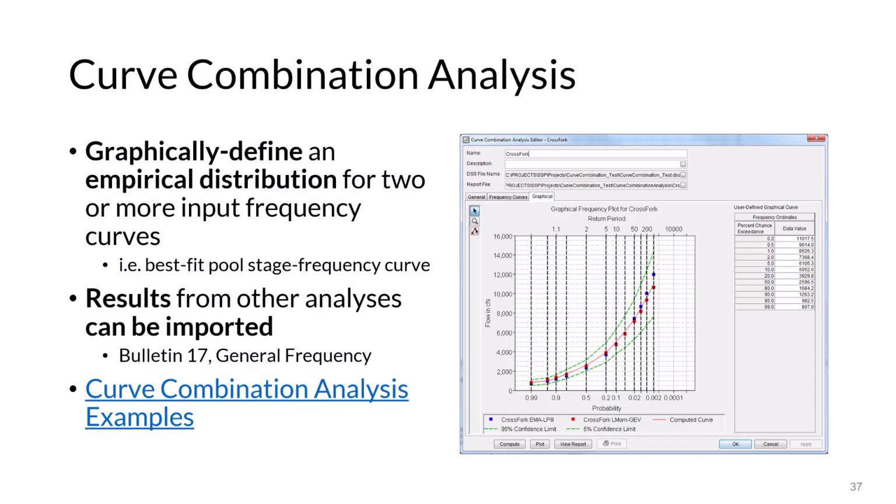The curve combination analysis graphically defines an empirical distribution for 2 or more input frequency curves. The input frequency curves can be specified as the results from other analyses, such as a Bulletin 17 or general frequency analysis.